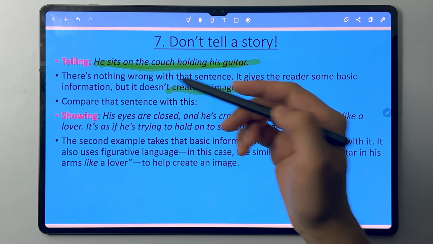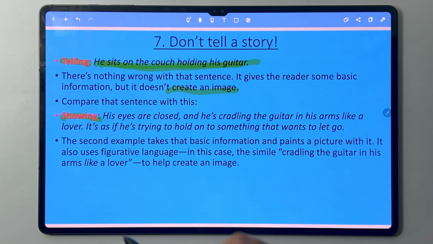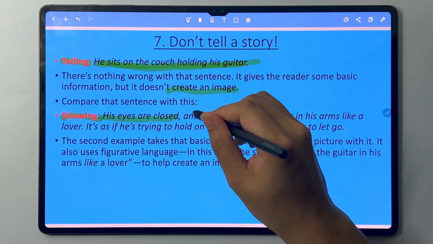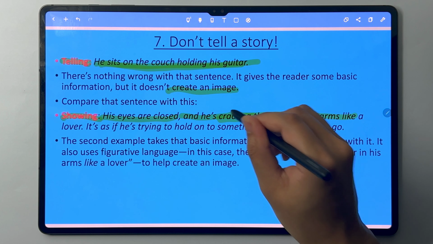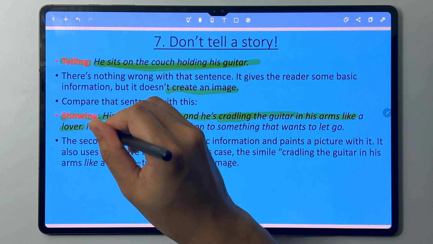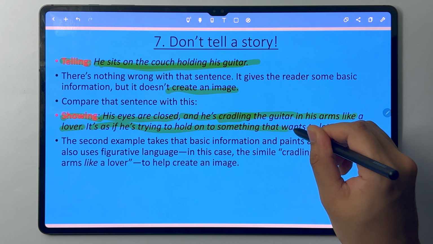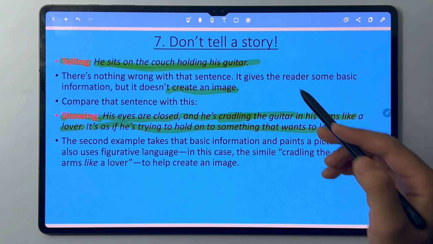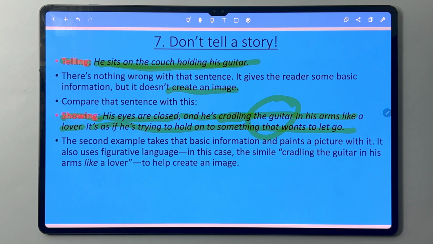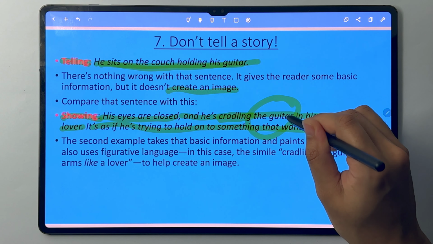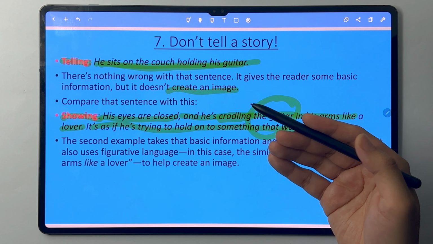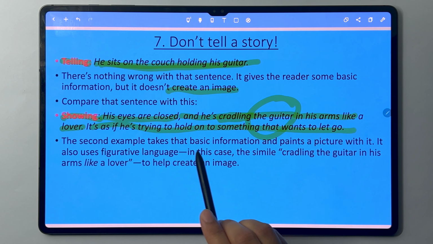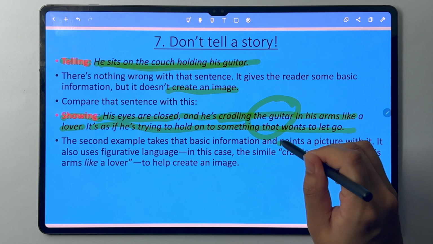Compare that sentence with this. So we're transitioning from telling to showing now. His eyes are closed and he's cradling the guitar in his arms. Okay, look at the word cradling here. Okay, like a lover. It's as if he's trying to hold on to something that wants to let go. Okay, so this clearly shows you the guitar is something that's dear to him, something that he really cares about. This is more effective compared to telling because it's evocative and it makes it interesting. So the second example takes that basic information and paints a picture with it.